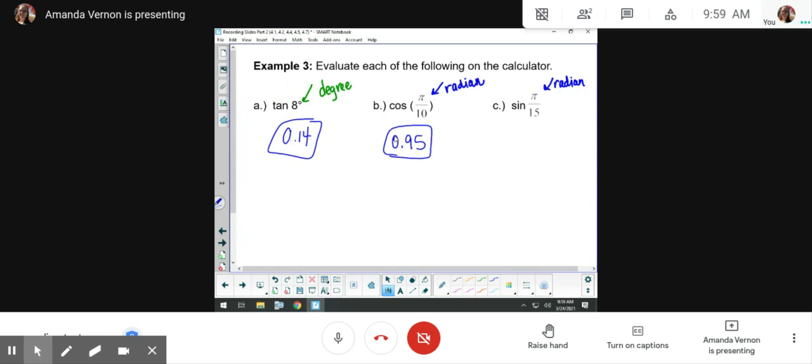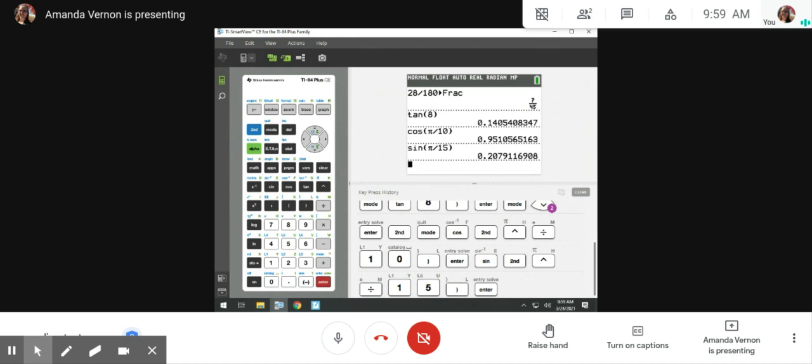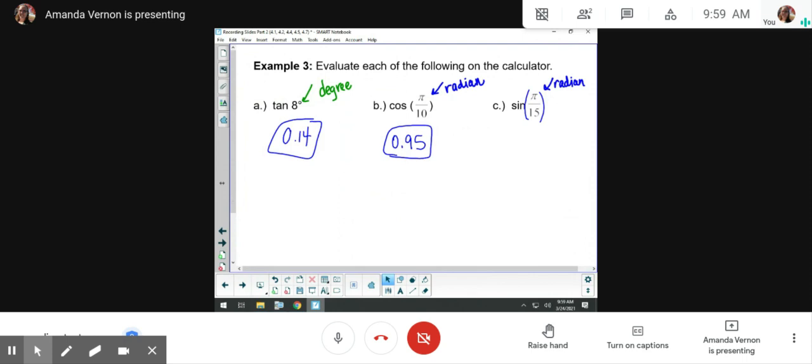The last one is sine of pi over 15. Again, we're in radian measurement, so I'm going to jump over to my calculator and type that in. So I have sine, second caret, put that pi symbol in, divided by 15, closing my parenthesis and pressing enter. Remember, we had already switched our calculator to radian mode, so we didn't have to switch it back. In this case, our answer is 0.209, which, for simplicity, I'm going to round to 2 decimal places, or the nearest hundredth, and give an answer of 0.21.